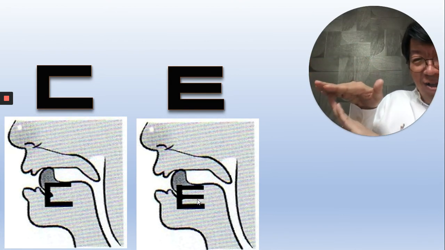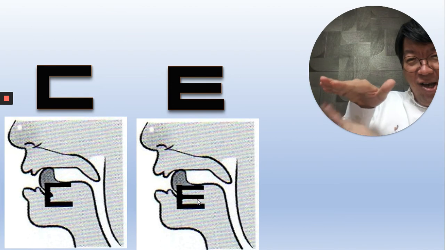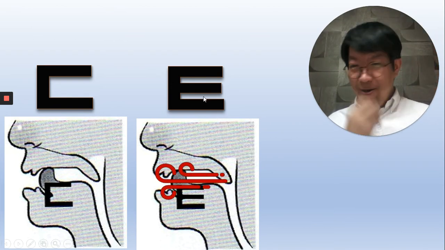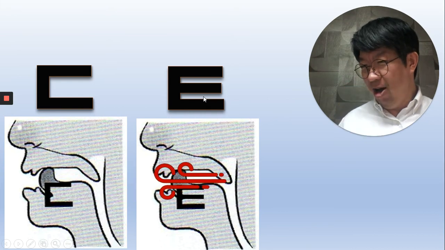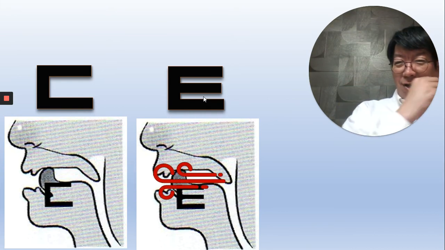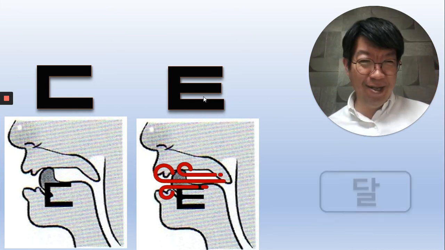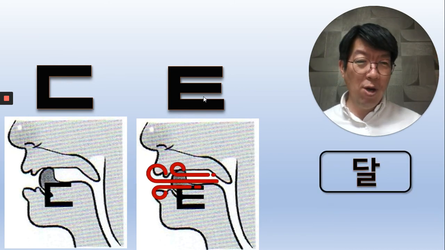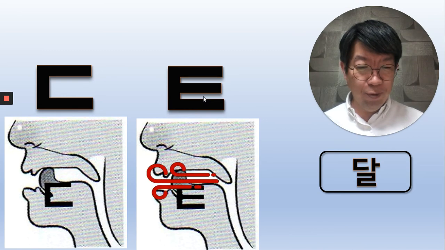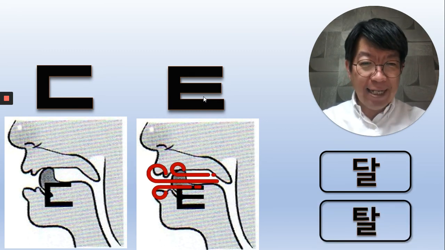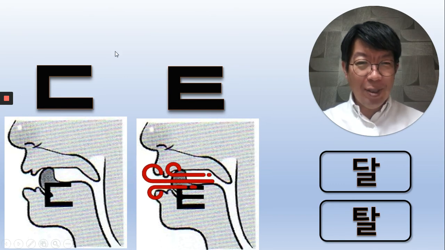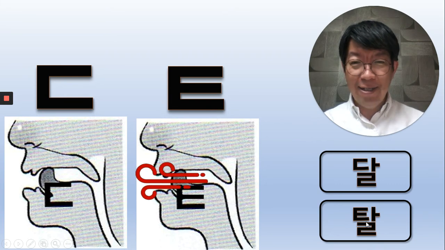So d and t are the same, right? But for t, strong air comes out from your mouth. Dal means the moon or month. Tal means mask. Mask is tal. So dal, tal. Different.